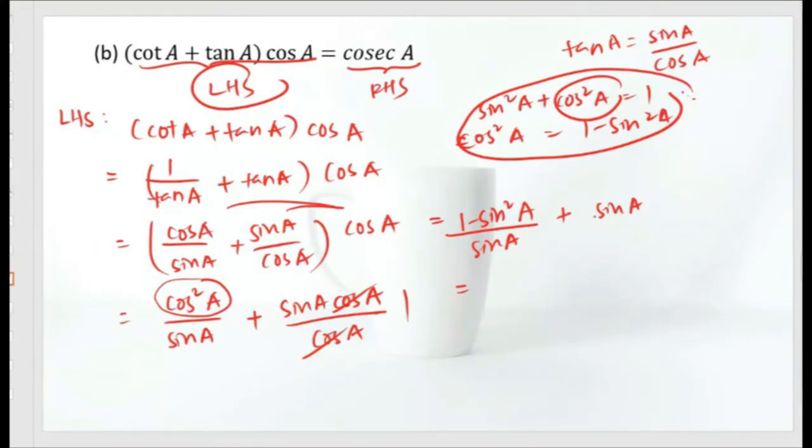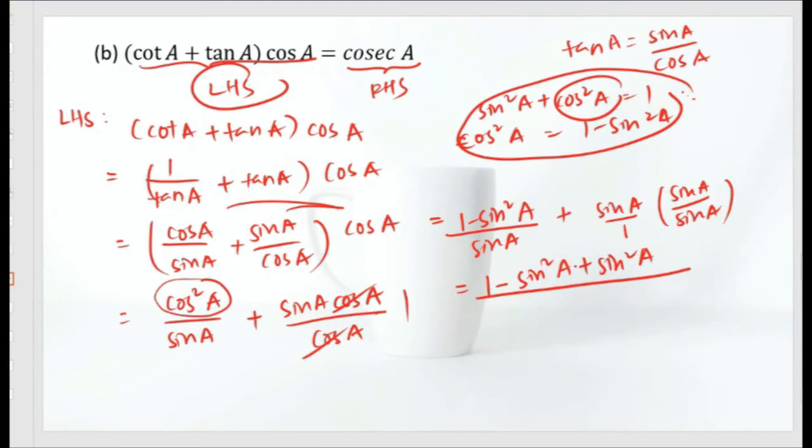Okay, so from here, this one is over 1. So over 1, how to make it become sine A? Sine A, up and down sine A. Okay, so 1 minus sine square A plus sine square A. And the bottom denominator, the bottom same already, sine A. So minus sine square A plus sine square A is 0, so it's 1 over sine A. 1 over sine A, change to cosec A. So proof already.